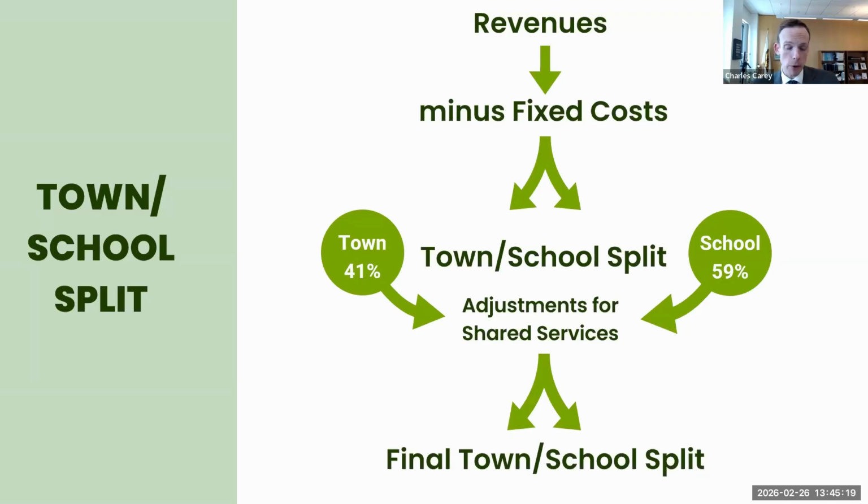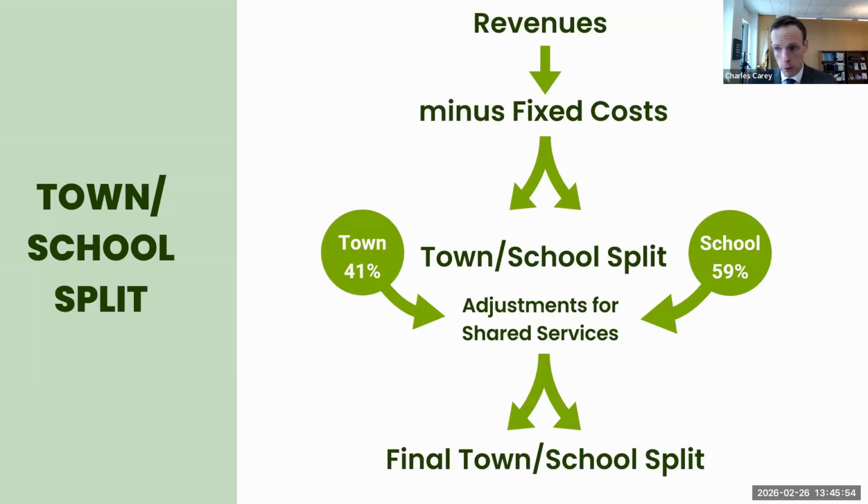Then there are adjustments made for shared services that are carried below what we call the line. So fixed cost, we often refer to that as the line. If it's above the line, it's paid as part of fixed costs. If it's below the line, it's paid for in either the town or the school's operating budget. The biggest part of the shared services are the building department services. The town handles building management for the schools, basically everything except what the custodians do, so regular sweeping and cleanup and so forth.